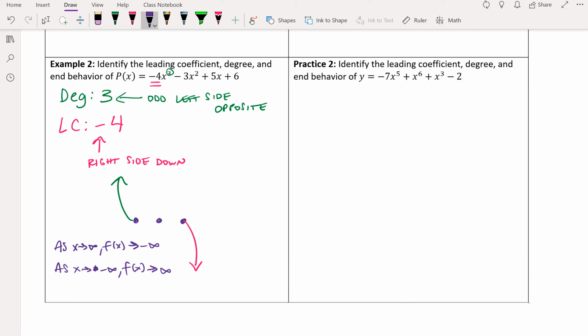Sweet. I want you to do the practice. Go. All right. Identify the leading coefficient, degree, and end behavior. We're going to do the exact same thing.